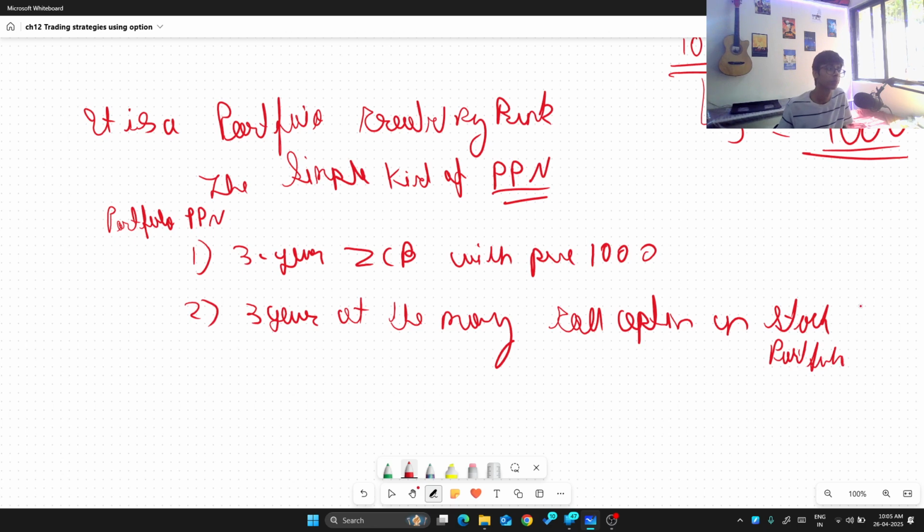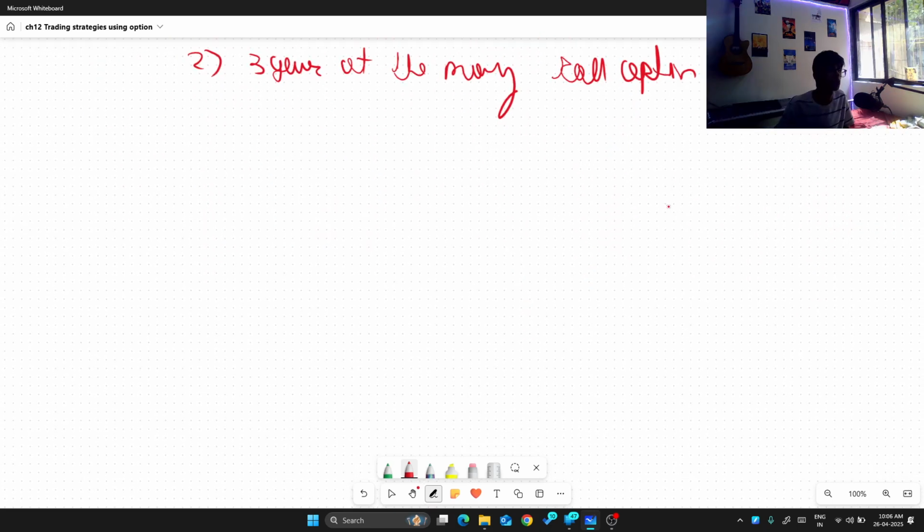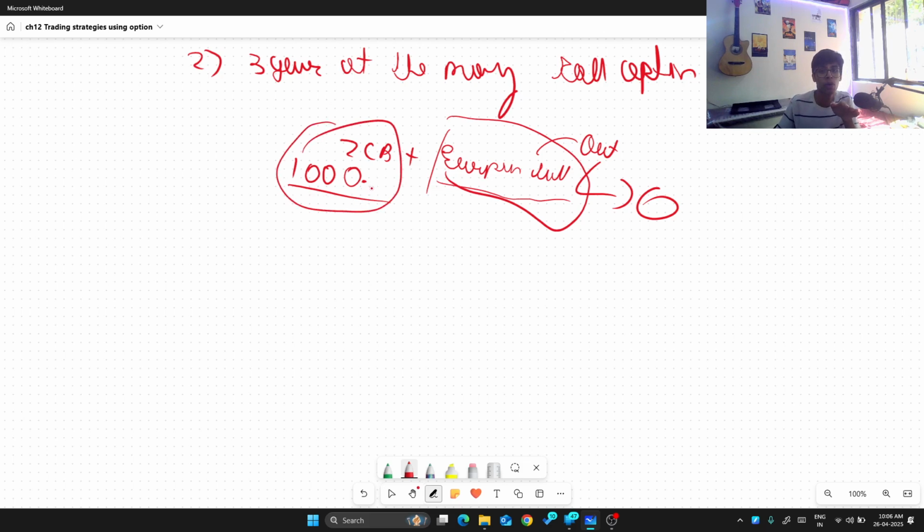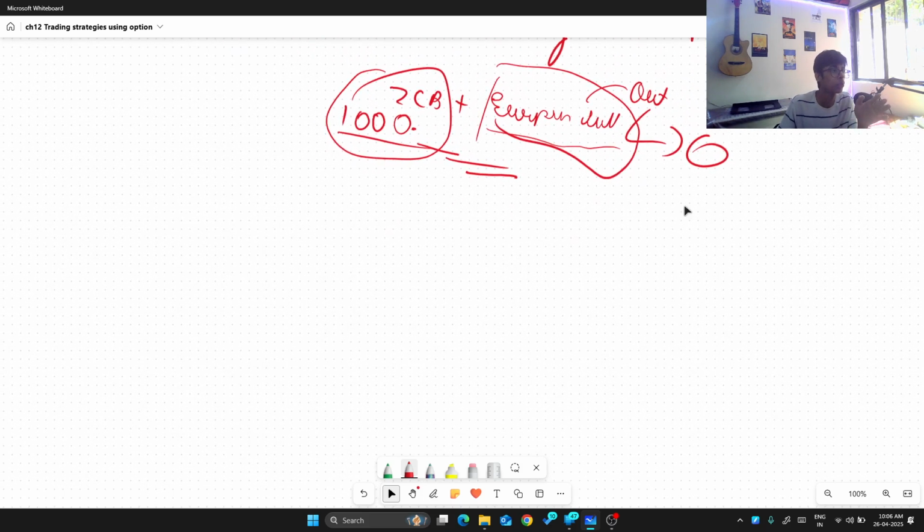Its payoff will depend upon the 1,000 zero coupon bond payoff plus the European call option payoff. If the market does not perform well and the European call option is out of the money with value zero, you will still have the return from the zero coupon bond. And if everything performs well, then you have the return from both of them. That's how the basic principal protected note works.